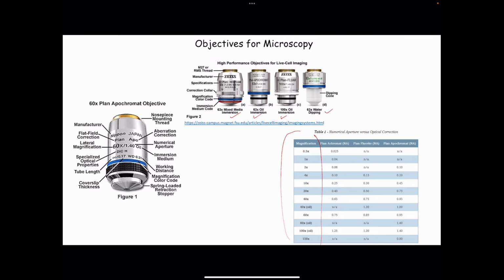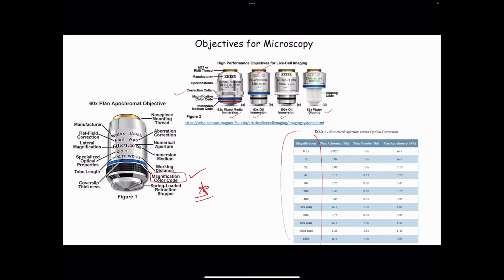However, I would want you to appreciate the labelings here. One of the labelings is your correction collar. Another labeling, which we missed here, is the magnification color code. Now, the color code, which is in the form of this ring on your objective, is very much standard. If you see, this is a Nikon objective, and here we have a Zeiss objective.